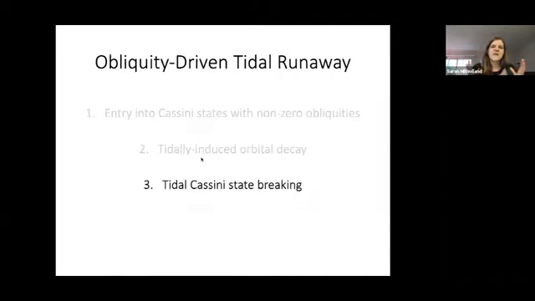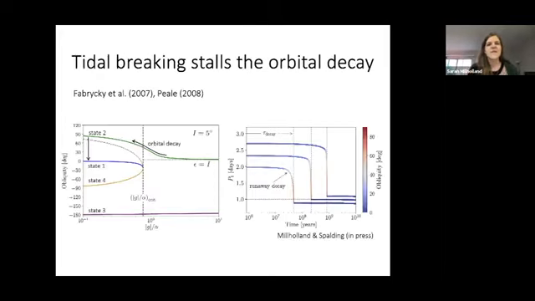For this last part, this process wouldn't work if the orbital decay just continued runaway indefinitely, because then the USPs would crash into their star, and so we wouldn't see them today. So something has to stall this orbital decay, and this is Cassini state breaking. Cassini state breaking is essentially the limit at which the tides get too strong to maintain a really high obliquity. So as the orbit decays and moves up this Cassini state 2 branch, eventually the obliquity gets too large to be stable, and it breaks out of state 2 and goes back down to state 1, which is a much smaller but still non-zero obliquity.